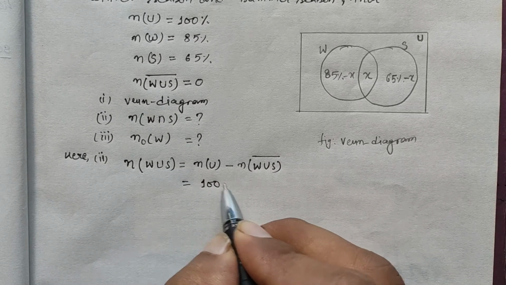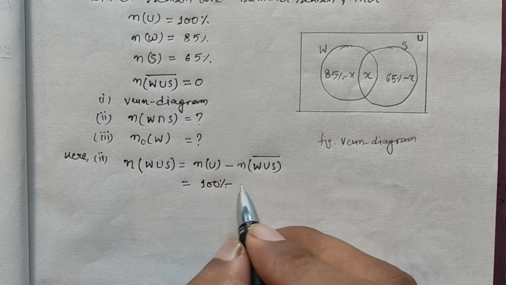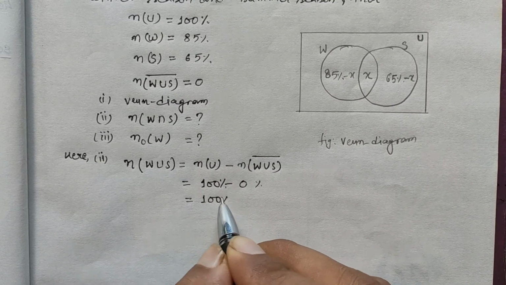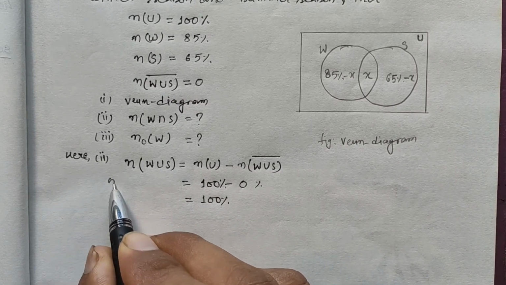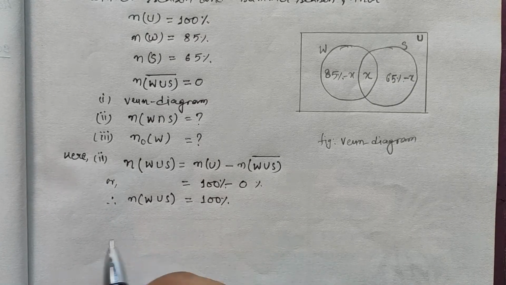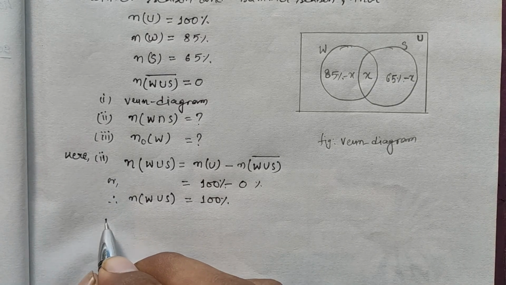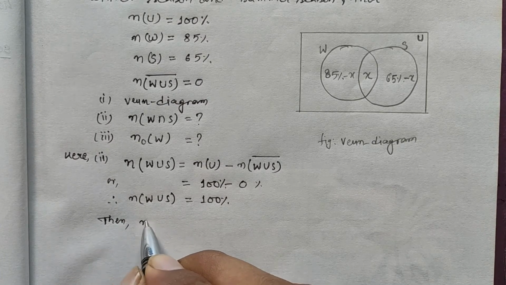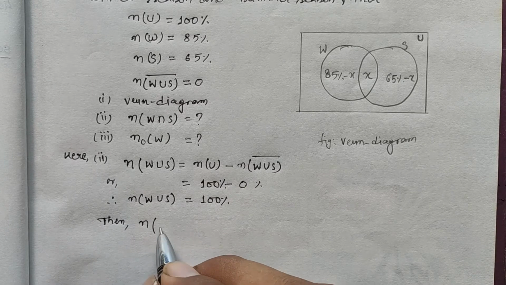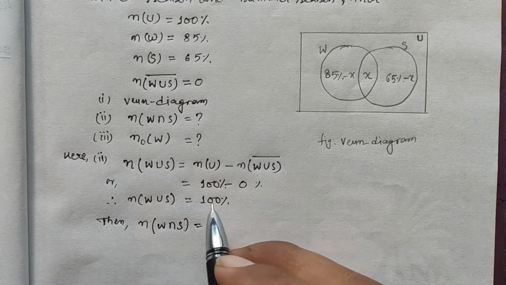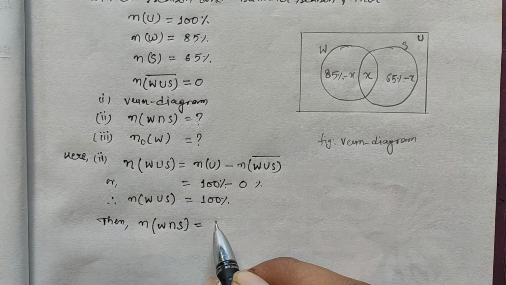It is 100, and as the question says it is 0%, so this becomes 100%. Therefore this N(W union S) is 100%. Now we can find the intersection part, W intersection S. So what's the formula for W intersection S?